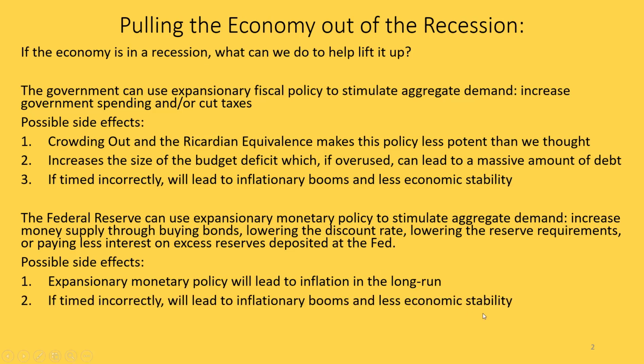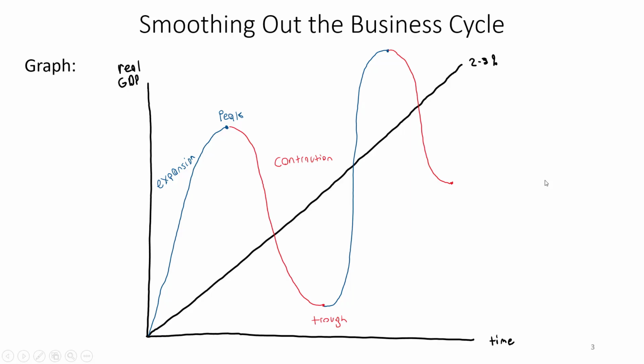And then another side effect here is, again, it's got to be timed correctly. You got to use this expansionary monetary policy when we are in a recession to bring us back to full employment. If you don't time it correctly, then unfortunately you're going to create an inflationary boom, which is going to lead to less economic stability. Right, so here's a business cycle graph that we talked about back in Chapter 8.